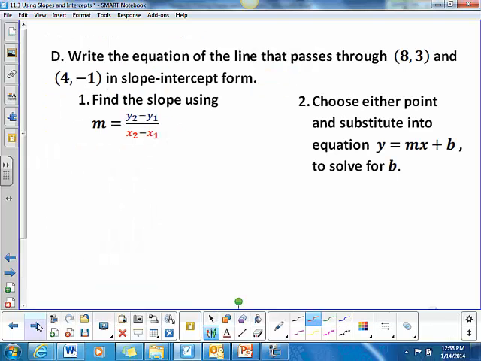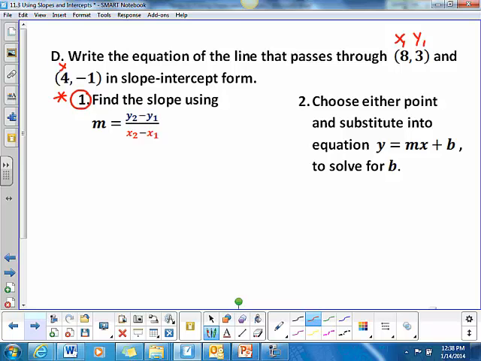Now we're going to write the equation of a line that passes through the given point 8, 3, and the point 4, -1 in slope-intercept form. So I'm just given two ordered pairs, and I'm asking you to write an equation. That's crazy. How can you write an equation given two ordered pairs? Well, step number 1. First thing you need to do is find the slope of the line. Find m. And we can do that using y2 minus y1 over x2 minus x1.